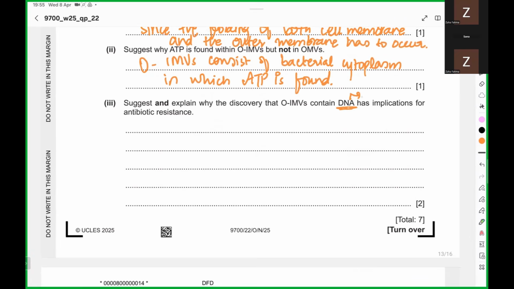कैसे इनके पास DNA है? Because they have plasmids. Plasmids are basically cytoplasmic DNA, circular cytoplasmic DNAs. Why the discovery that OIMVs contain DNA has implications for antibiotic resistance.